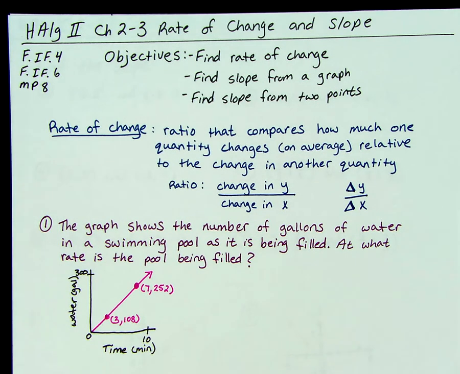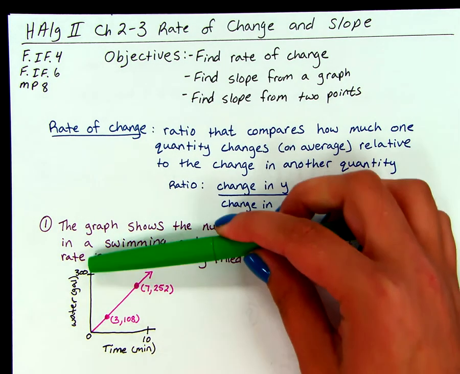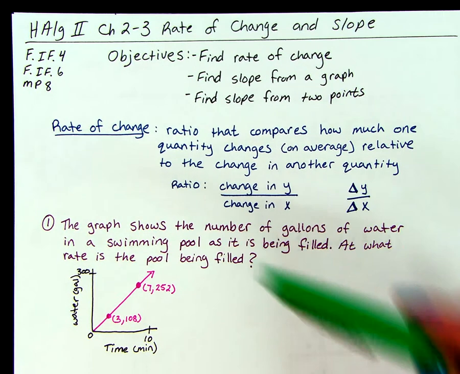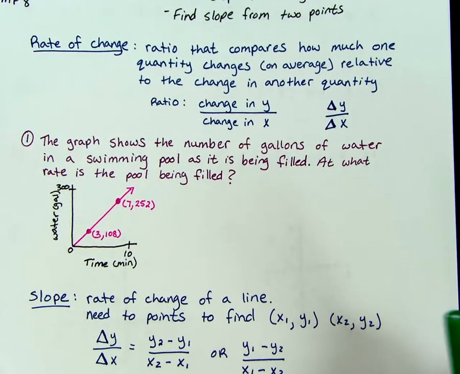So to get us warmed up for this, if we do an example real quick, it says the graph shows the number of gallons of water in a swimming pool as it is being filled. At what rate is the pool being filled? So as we're looking at this graph, it looks like we have some labels, so time, from 0 minutes up to 10 minutes. And then this is our gallons of water. So it looks like we're going from 0 all the way up to 300 gallons. So that's a lot of water.